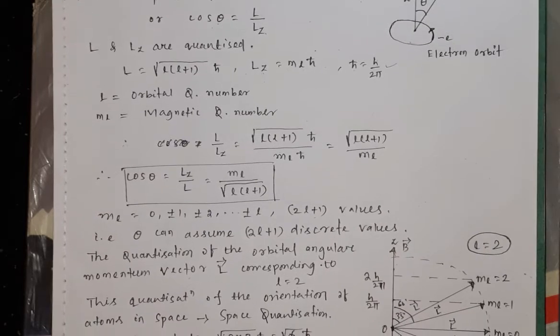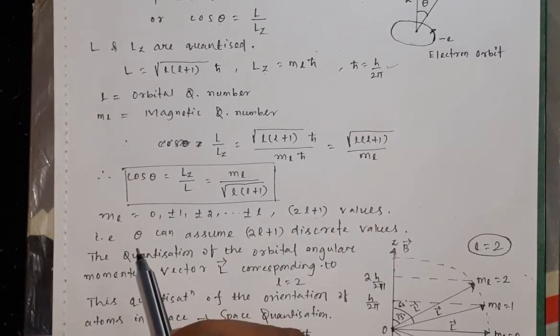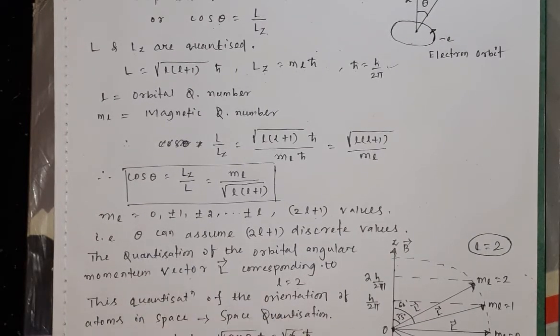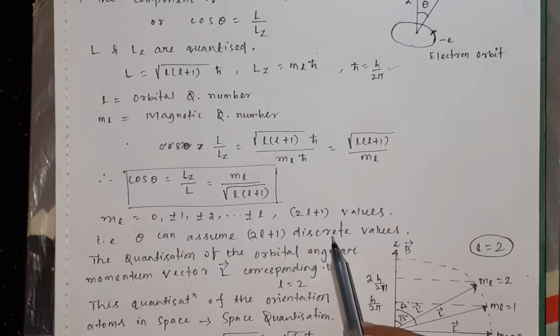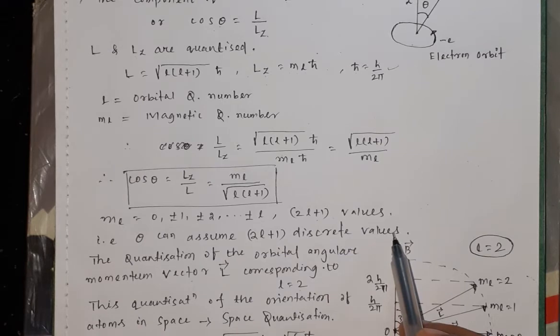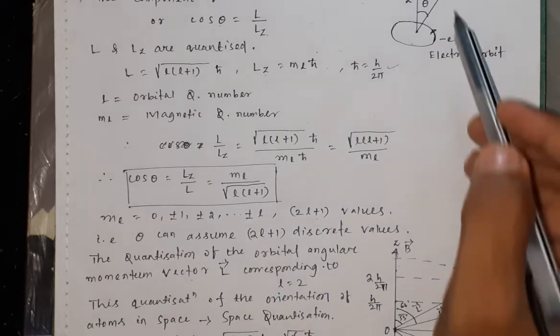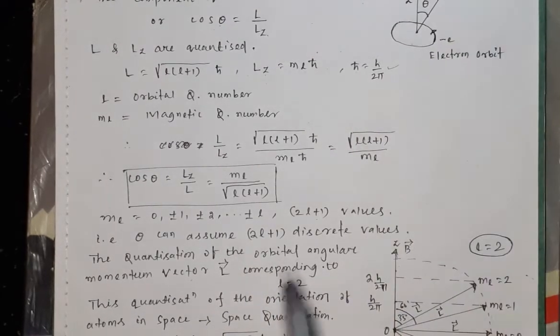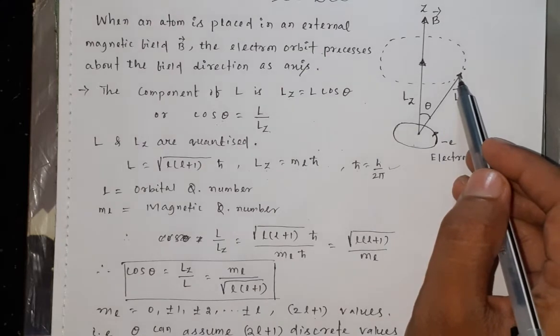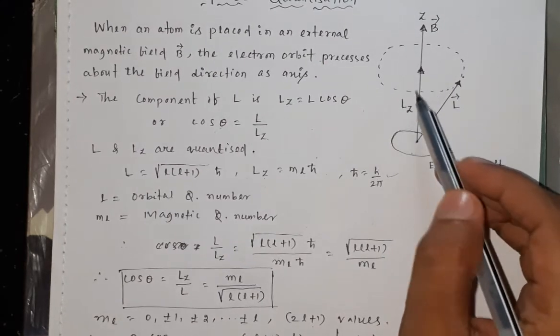So theta can assume 2l plus 1 discrete values. Theta has 2l plus 1 discrete values, or in other words, the angular momentum vector L can have 2l plus 1 discrete orientations. We can say that the angular momentum vector L can have 2l plus 1 orientations.